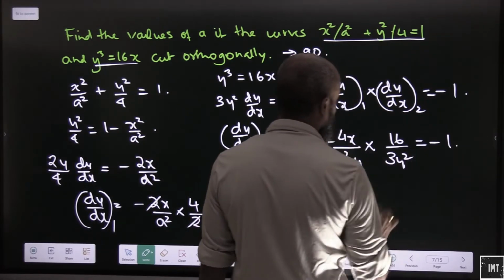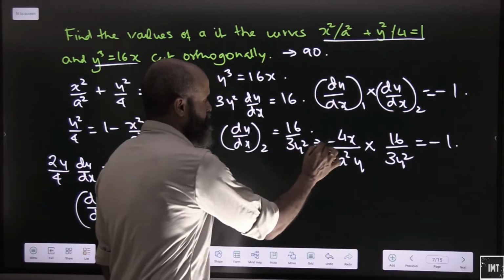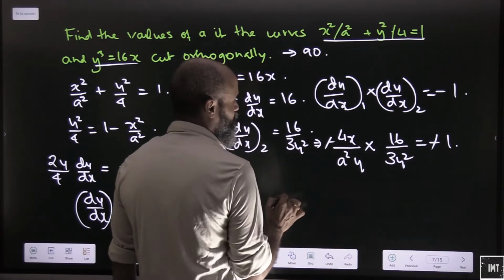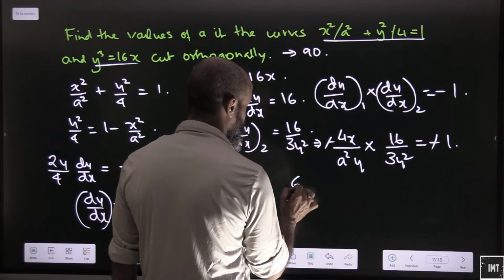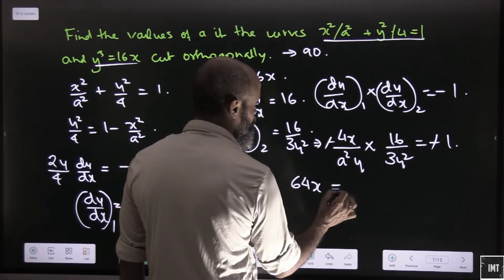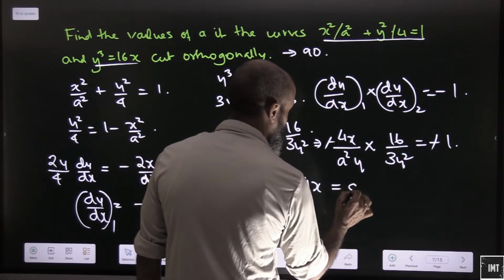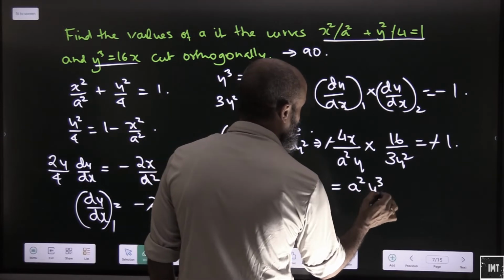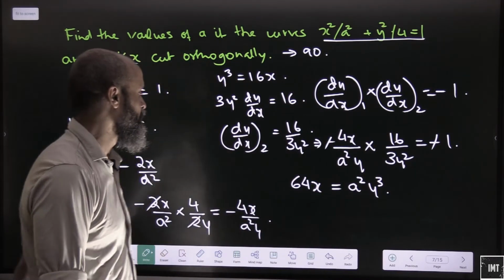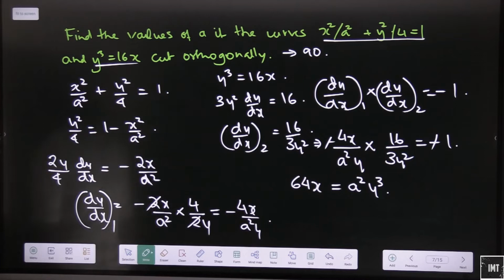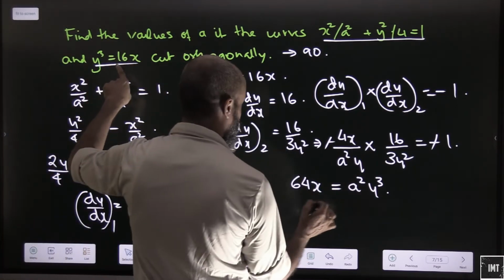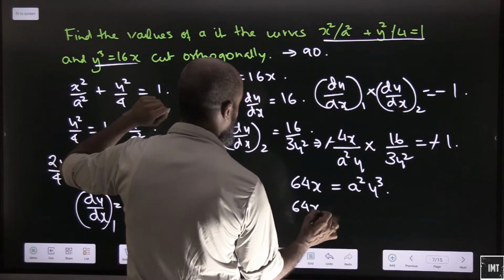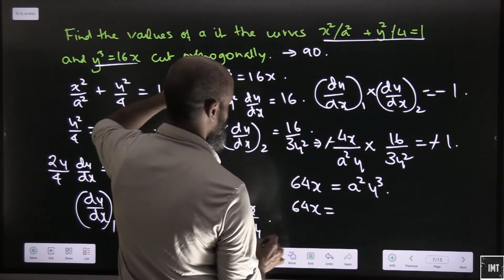This should be equal to minus 1, right? So minus and minus get cancelled. Here we will have 4x, so nothing gets cancelled here. 64x is equal to a square y cube, right? A square y cube getting multiplied there. Now, if we take this value, y cube we have as 16x, so we can put this as 64x. Find the values of a.